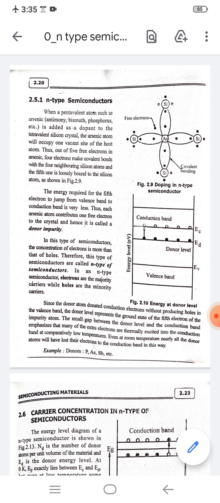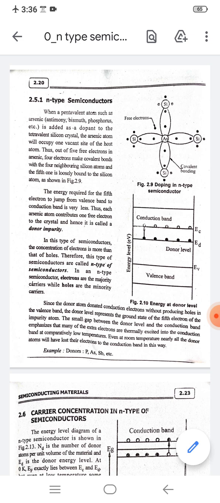When a pentavalent impurity atom like bismuth, antimony, or phosphorus is added to the pure semiconductor, we get the N-type semiconductor. Here N-type means the charge carriers are negative charge carriers, that is electrons. That's why it is called N-type semiconductor. This is the energy level diagram of N-type semiconductor. Here we have the valence band, conduction band and donor energy level.